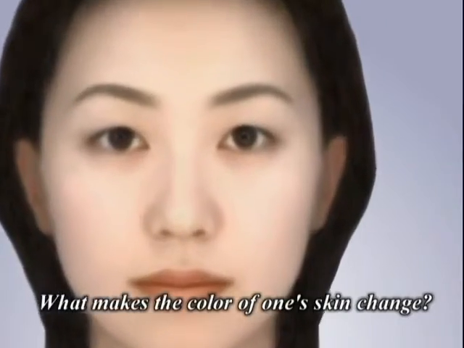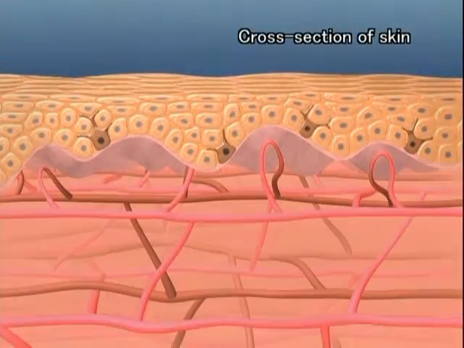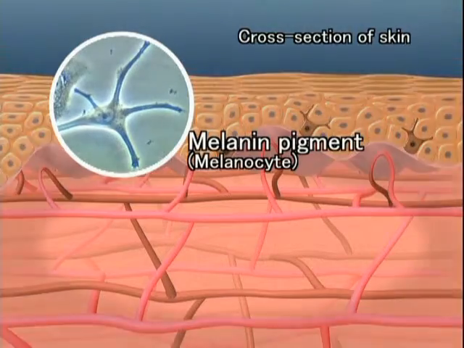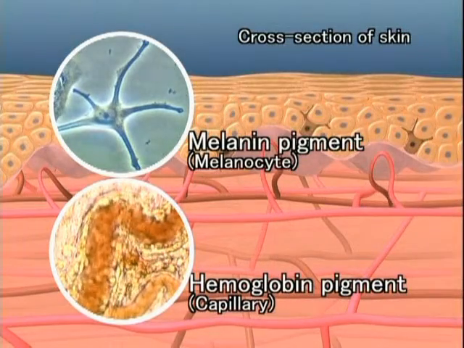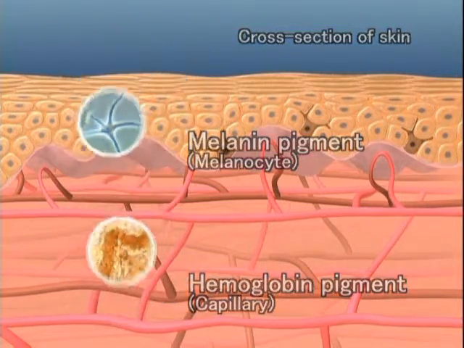What makes the color of one's skin change? Skin color is determined mainly by melanin pigment in the epidermis and hemoglobin pigment in the dermis. Changes in these two pigment components cause skin color to change.